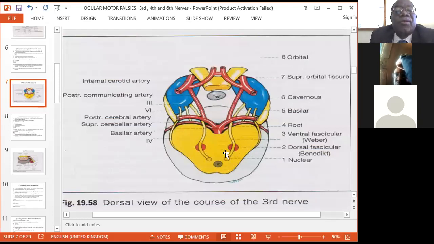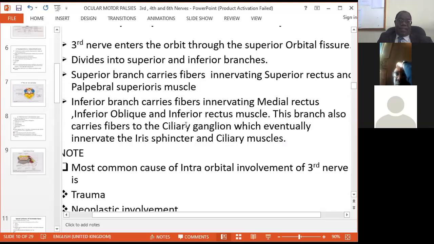This is where the nucleus is, passes through the red nucleus, then it comes out of the brainstem. The yellow part is the brainstem. When the nerve comes out, it passes in between these arteries. Then it continues forward through the cavernous sinus there and out there. Third nerve enters the orbit through the superior orbital fissure.